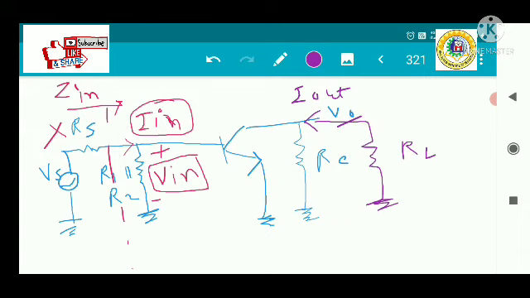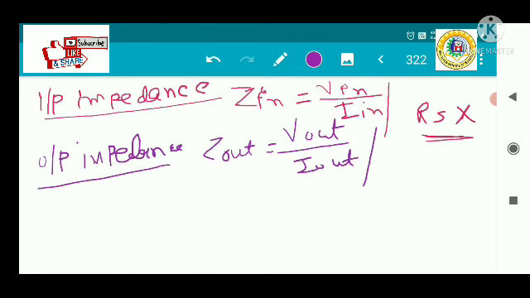So in the calculation of the output resistance, that is Zout, we do not want to include the RL. We will study later how it will be calculated. So this is the first point: in the calculation of the output impedance, the load resistance must not be included. So that is the condition. Next, the voltage gain.